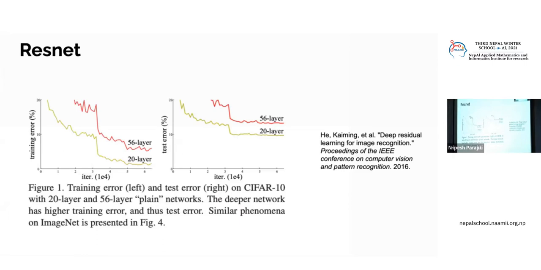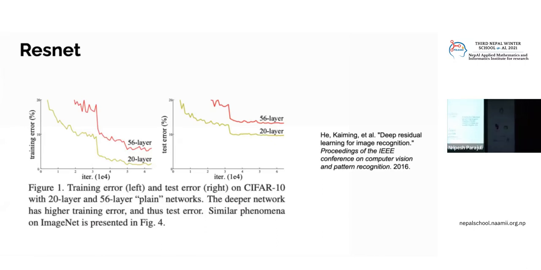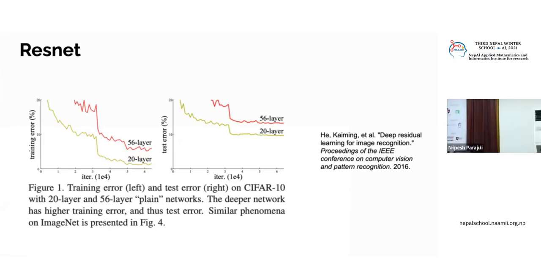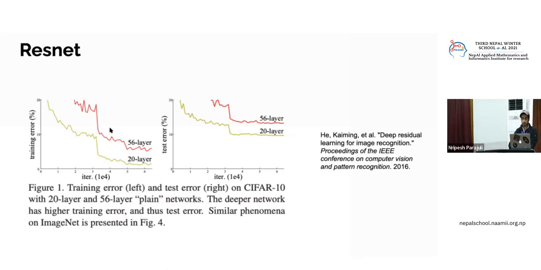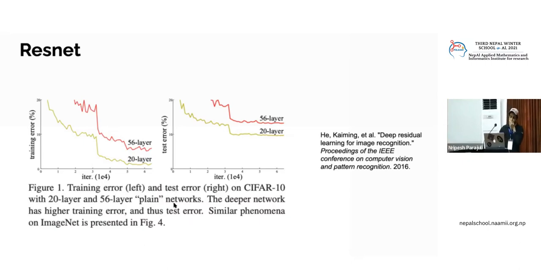Yeah, exactly. Quite right. So as you know, people started getting really successful with deep neural networks, but they started reaching an upper limit, as you see here. Actually both training error and test error.